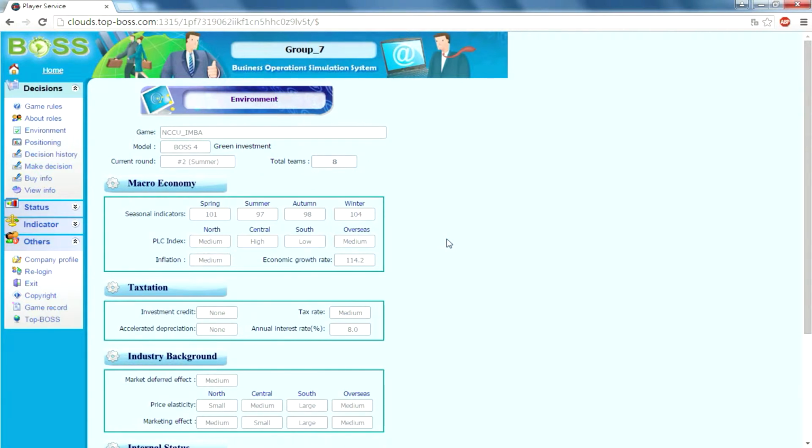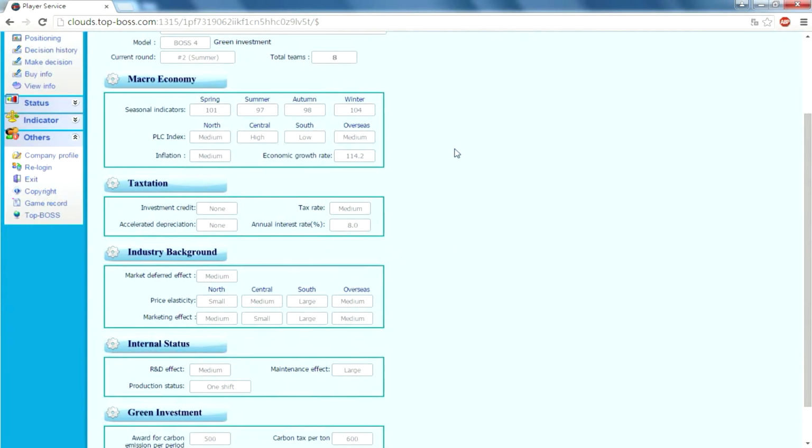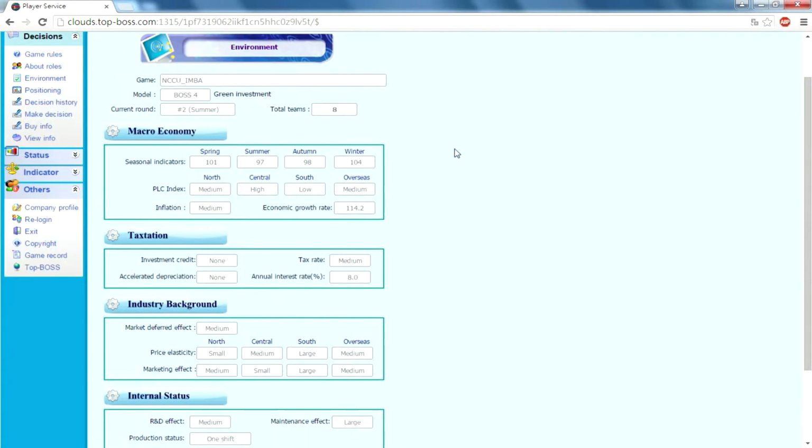Okay, then I'm going to set the parameter for industry background. Although I keep saying don't map or imagine what kind of product it is, at least we still have to say something about the product itself so you can make the decision. The first one is the market deferred effect. This factor needs a little more explanation because it is very important when you make the decision.